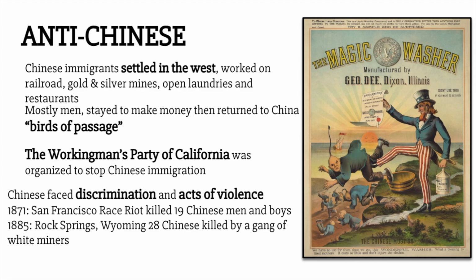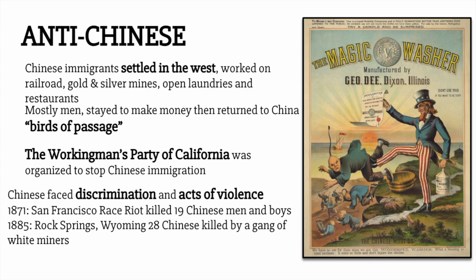Chinese men were labeled as what were called birds of passage, that they would come to the United States, they would make money, and they would go back home, which was seen as a negative of them being here. So much so that eventually in California, the Working Man's Party was formed to specifically run for office to stop Chinese immigration from coming into the United States. Now, we're not going to go into a long history of any anti-Chinese attitudes here in America, but Chinese immigrants did face extreme discrimination as well as acts of violence.